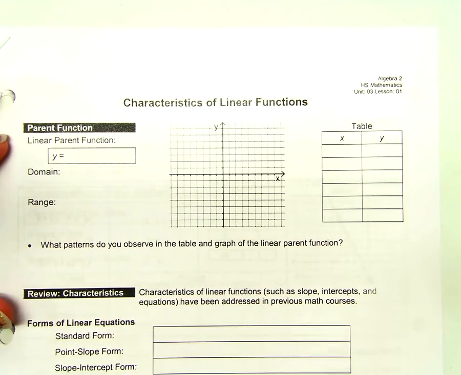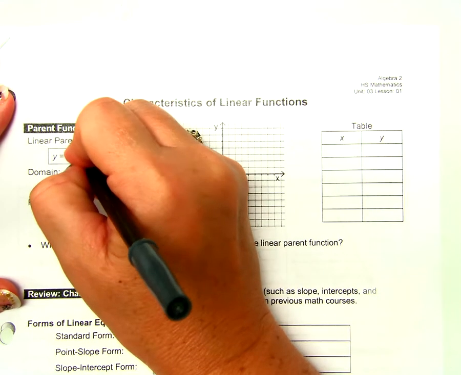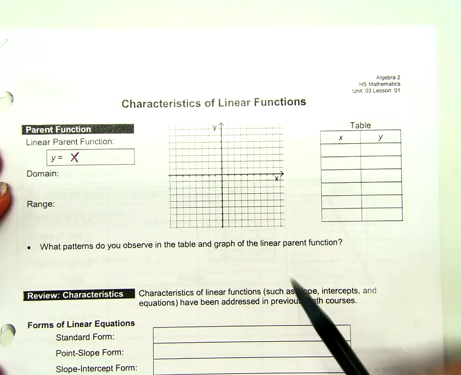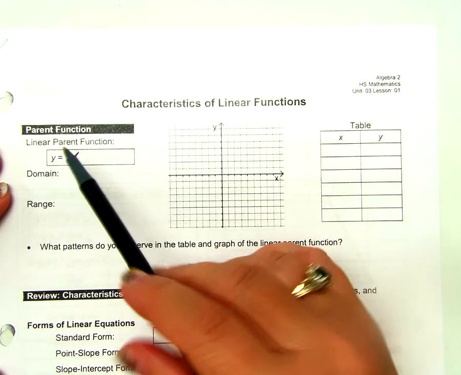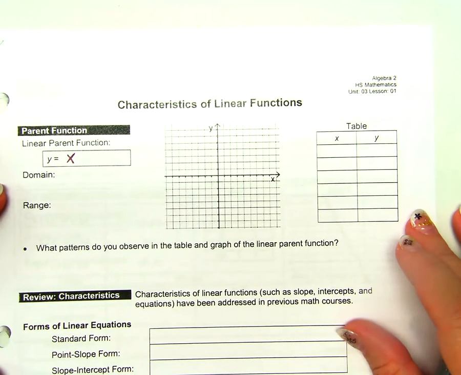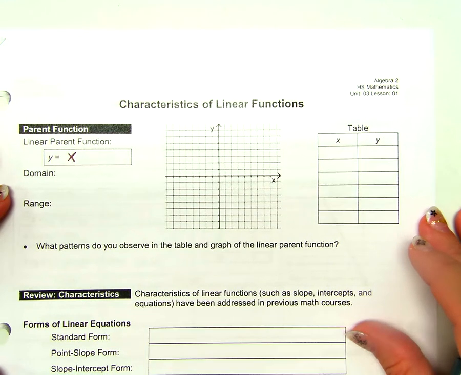What's the linear parent function? Y equals x, right? Now, I know that you guys know that I hate pen, but for whatever reason, I have to write in pen so you guys can even read this at all. If I write it in pencil, you can't see it. I don't know why it's doing that. So I'll apologize right now for writing in pen.